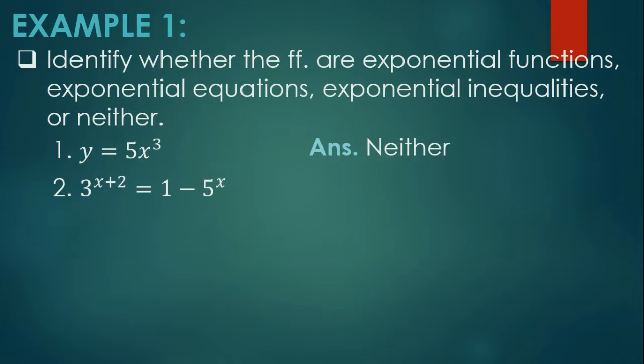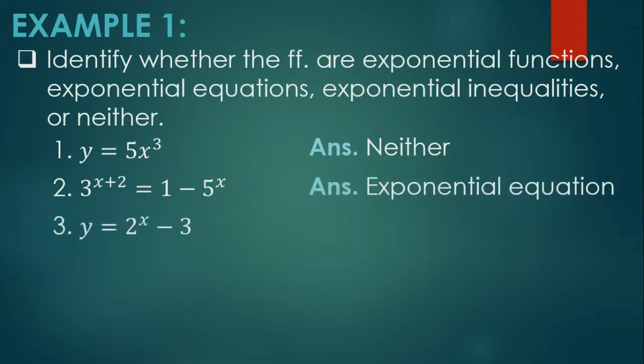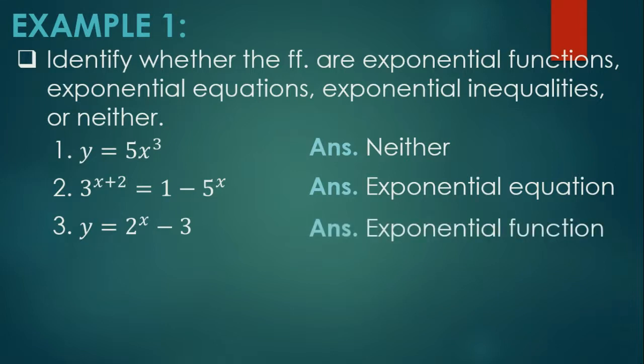May variable sa ating exponent which is x, at mayroon siyang equal symbol. Iisa lang yung variable. Ibig sabihin, this is an exponential equation. Number 3, y is equal to 2 raised to x minus 3. May panibagong variable which is y. Yung base natin, which is 2, ay mas malaki kay 0. At may variable sa ating exponent which is x. Meaning, this is an exponential function.